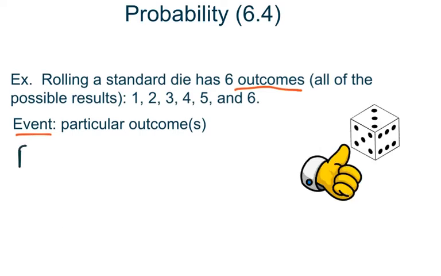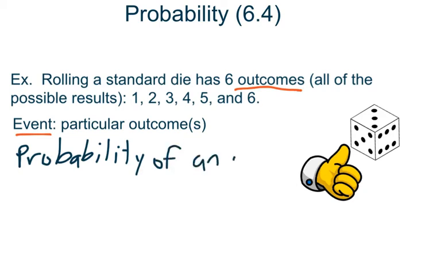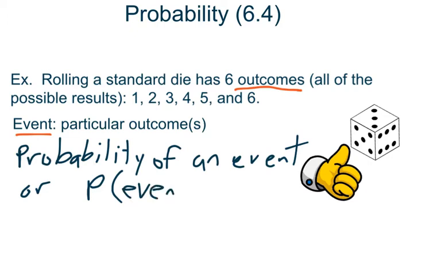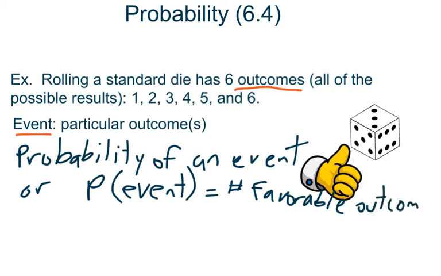So the probability of an event, and I can show that using a capital P, so capital P parentheses event, is the number of favorable outcomes, favorable also meaning positive outcomes when it actually happens, over the total number of outcomes, over the total possible outcomes.